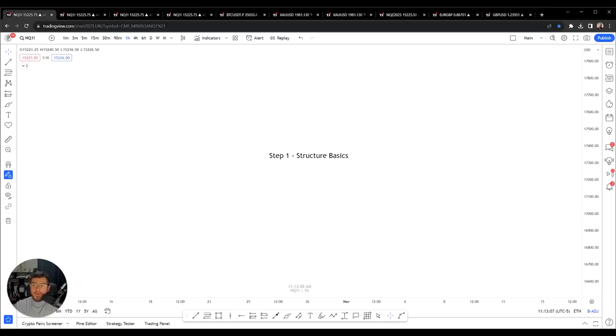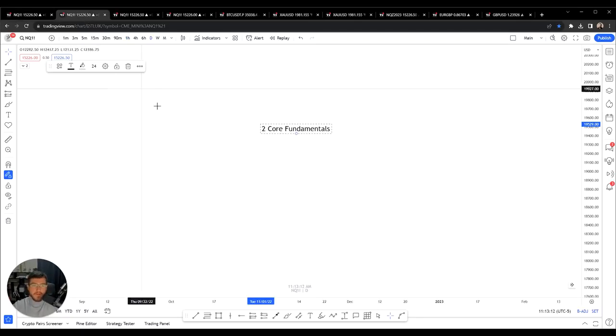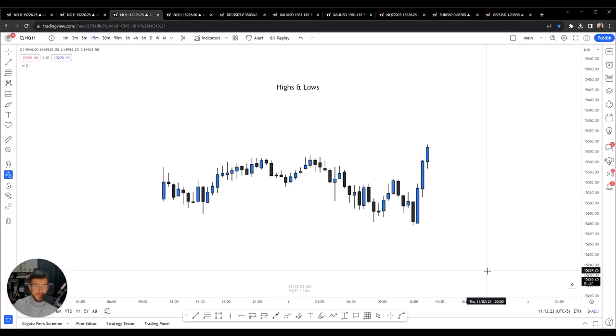The first step to plotting market structure correctly is to know the basics. So in step 1, we are going to focus on the 2 core fundamentals of market structure. They're both very simple, but they're also very important and often overlooked. So the first step to plotting market structure is highs and lows, right? And you have to know which ones to pay attention to.